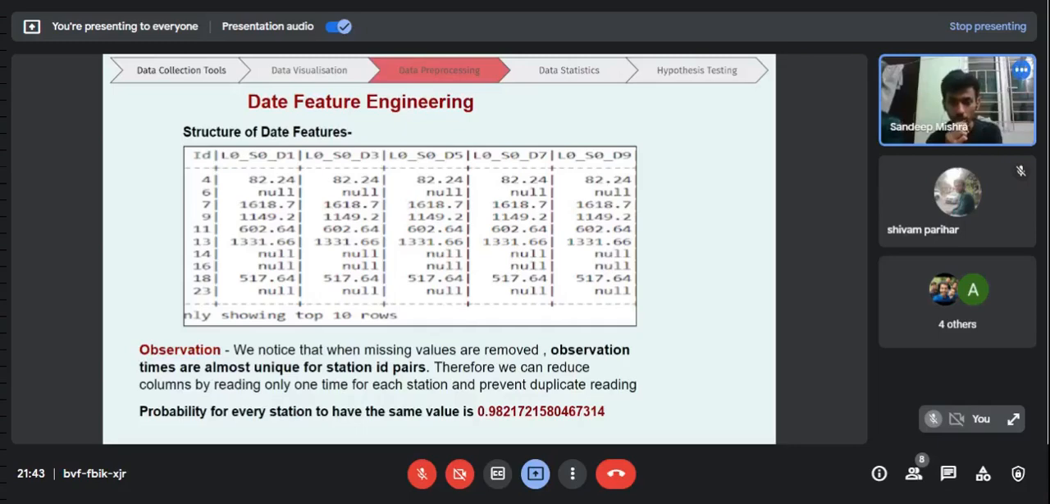This gave us an idea to reduce columns by reading only one time for each station and minimize our dataset. Then we tested the whole database and observed that the probability of the value being the same across all features for the same station is 98.21%.